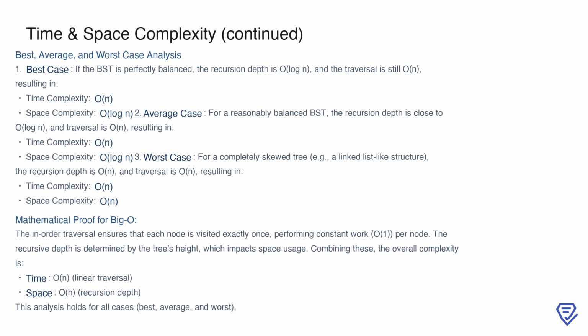Regardless of the case, the in-order traversal ensures that each node is processed exactly once, performing constant work per node and maintaining the overall time complexity of O(n). Space usage, however, is dictated by the tree's height, which varies based on the tree's structure.